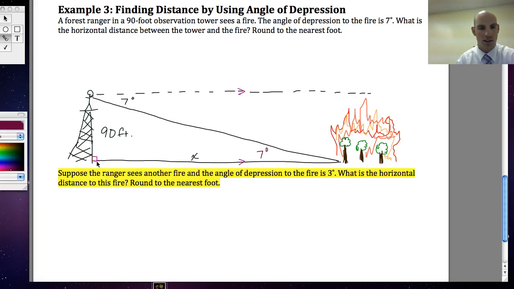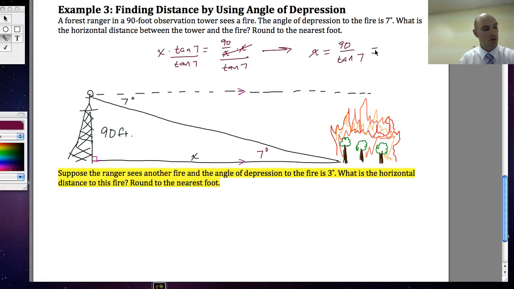Now, if I want to find the length from the tower to the fire, I have opposite and adjacent. So the tangent of 7 equals 90 over x. Multiply by x, divide by tangent 7 on both sides, and I end up with x equals 90 divided by tangent 7, which gives me 733 feet. So not that far away, but that's what it gives me.